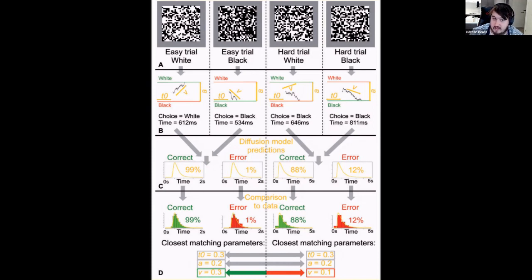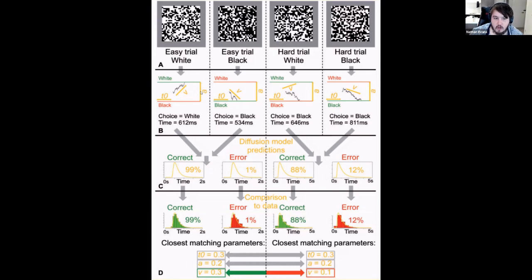This one here is an easy black trial because it's just clearly mostly black pixels. This one here is a hard white trial because it's mostly white pixels, but it's pretty close. And the same here. This is a hard black trial and it's mostly black pixels, but again, it's pretty close. And then what happens is that the model will make predictions about what's going on here, right?